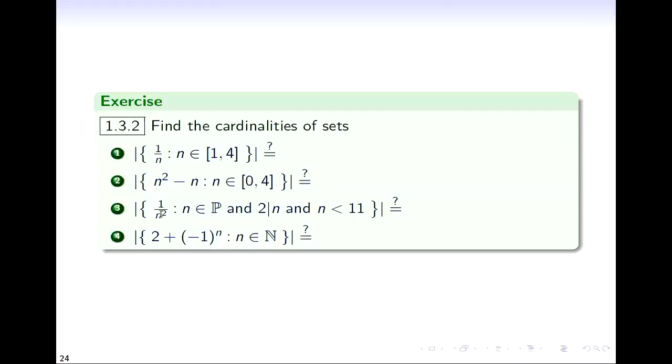What about this set? We have only positive integers n, and we take 1 divided by n squared, where n is a positive integer, and it has to be an even number. So 2 has to be a divisor of n, and n should be smaller than 11. How many elements do we have here? 5, yes. It's exactly 5 numbers, because they will all be different. And we've got 2, 4, 6, 8, and 10 as even numbers that are smaller than 11.